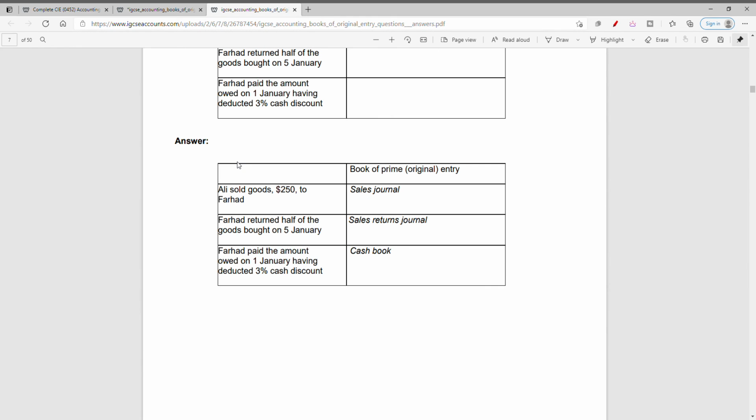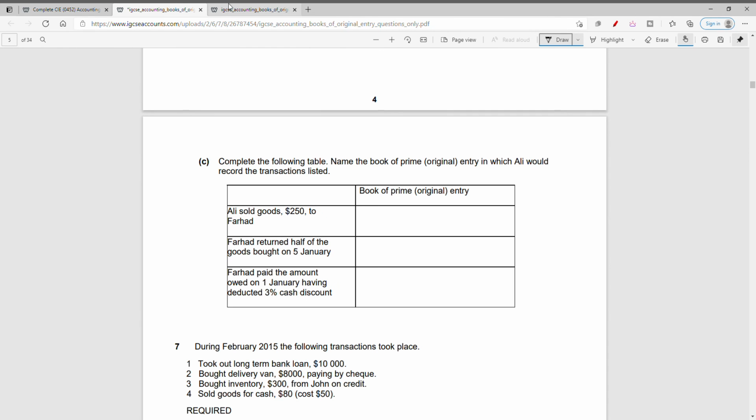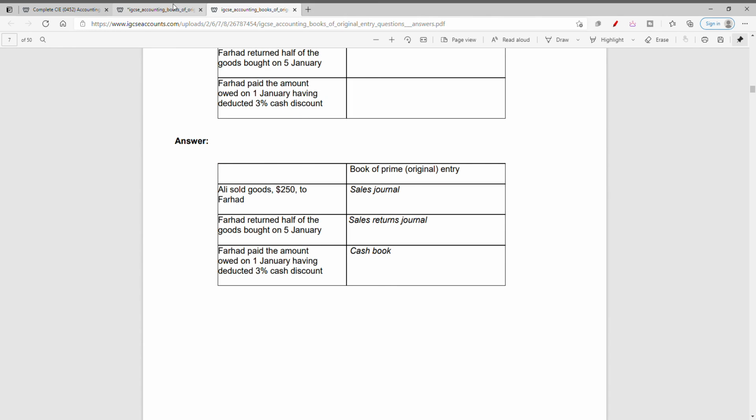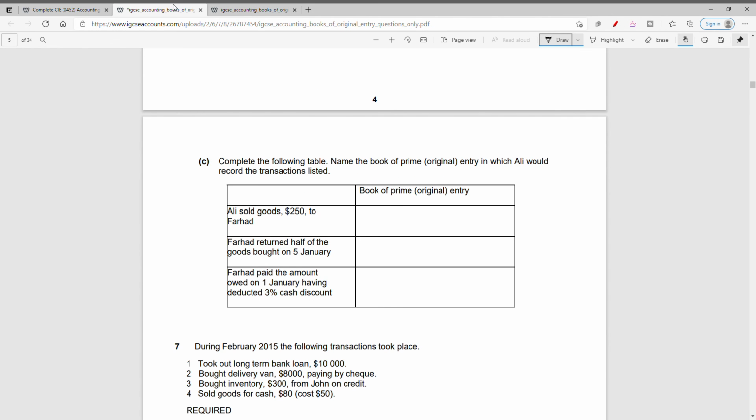When Farhad paid the amount owed on 1st January, having deducted 3% cash discount, because we are getting paid by cash, therefore that will be the cash book. Or even if it's being paid by bank, it will still be a cash book.